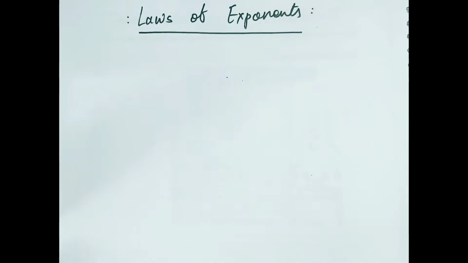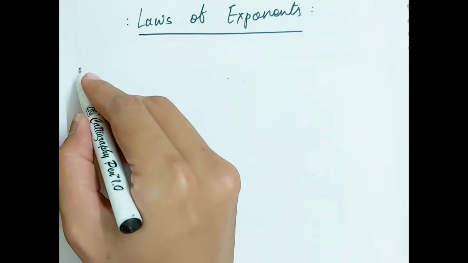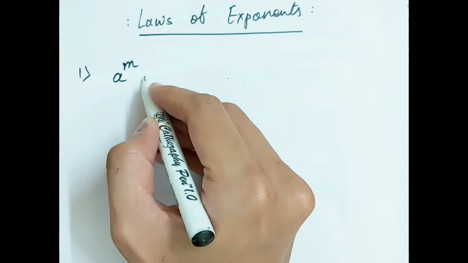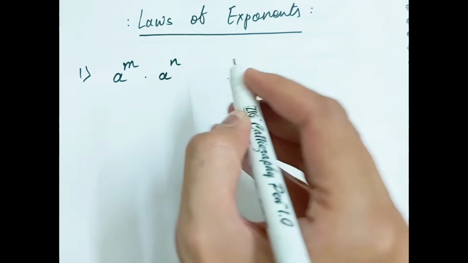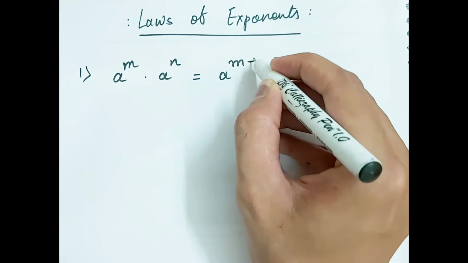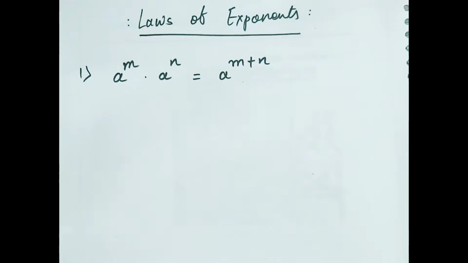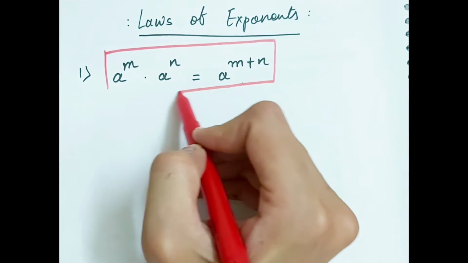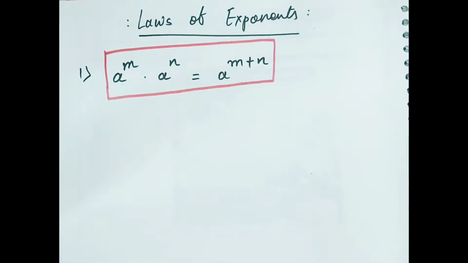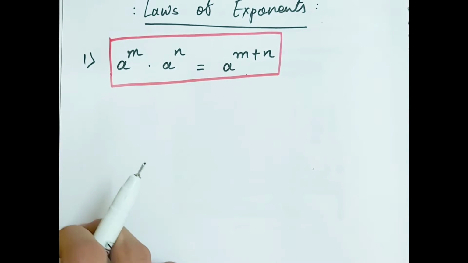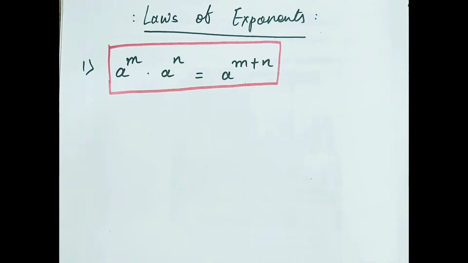Laws of exponent. So the first law says that a raised to the power of m multiplied by a raised to the power of n can be written as a raised to the power of m plus n. Now all these laws are very important and will come very handy when you are simplifying complex expressions also. There are two conditions that you need to take care of.